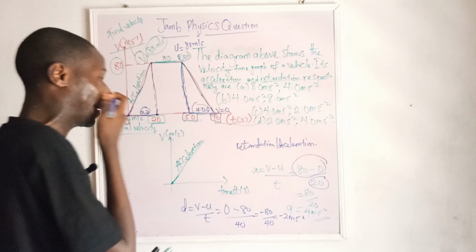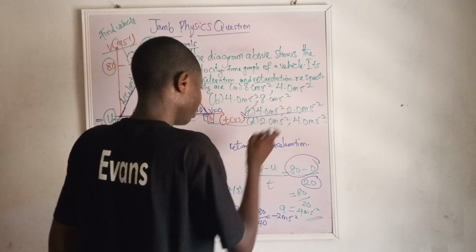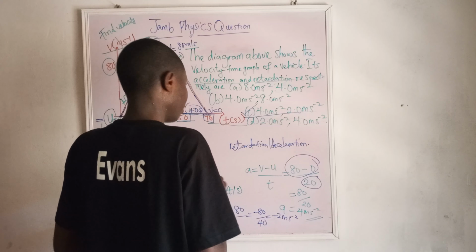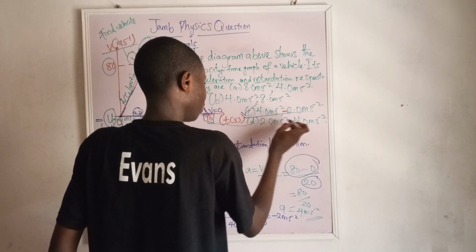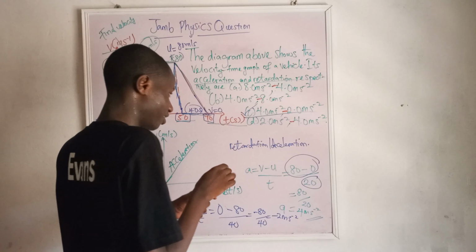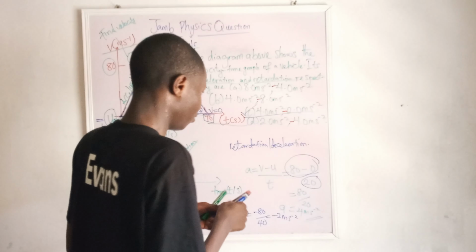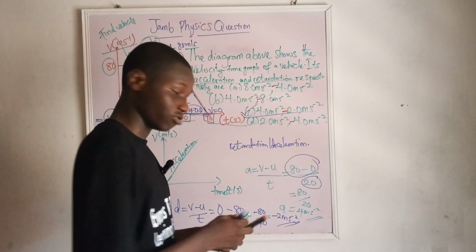Now, sorry, they made a mistake in the options. There should be a minus here, because retardation cannot be positive. There should be a minus here, because retardation is always negative. So, our answer is minus 2 meter per second squared.